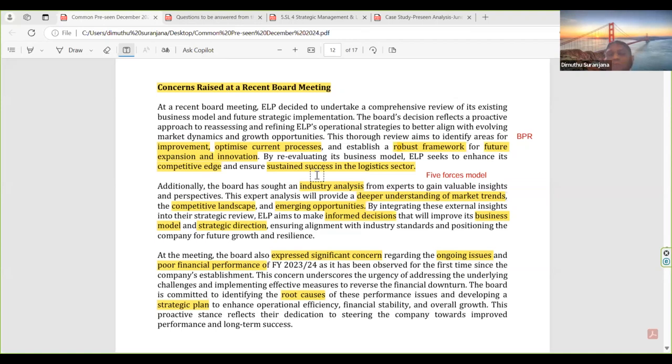Now, see this additionally, the board has sought an industry analysis from experts to gain valuable insight and perspectives. So, industry analysis should be carried out through the five forces model. So, the five forces model is a consideration here. You can do that analysis. This expert analysis will provide a deep understanding of market trends, the competitive landscape, and emerging opportunities. By integrating these external insights into their strategic review, ELP aims to make informed decisions that will influence business model and strategic direction, ensuring alignment with industry standards and positioning the company for future growth and resilience.